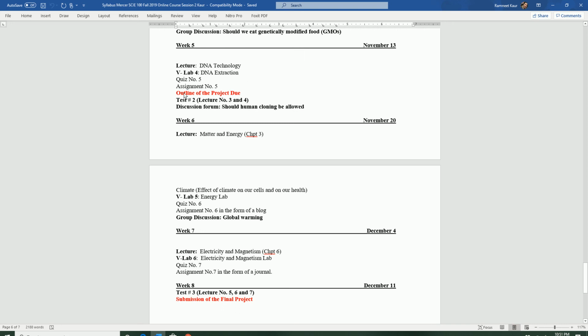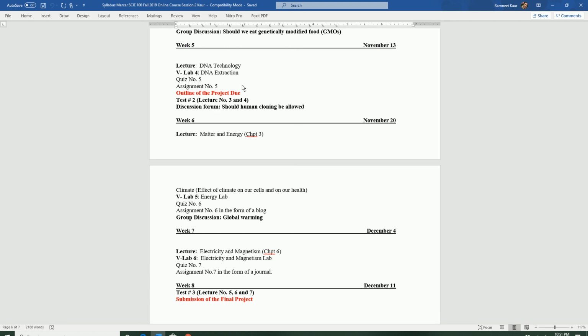Okay, outline of the project due. I will recommend everybody to send me their projects. So basically, when you reach week number 5, you should be ready with the plan for your projects. And I would like all of you to send me your plan, the outline of your project. You can send me by email, and I can go over it and let you know if everything is correct with your project.